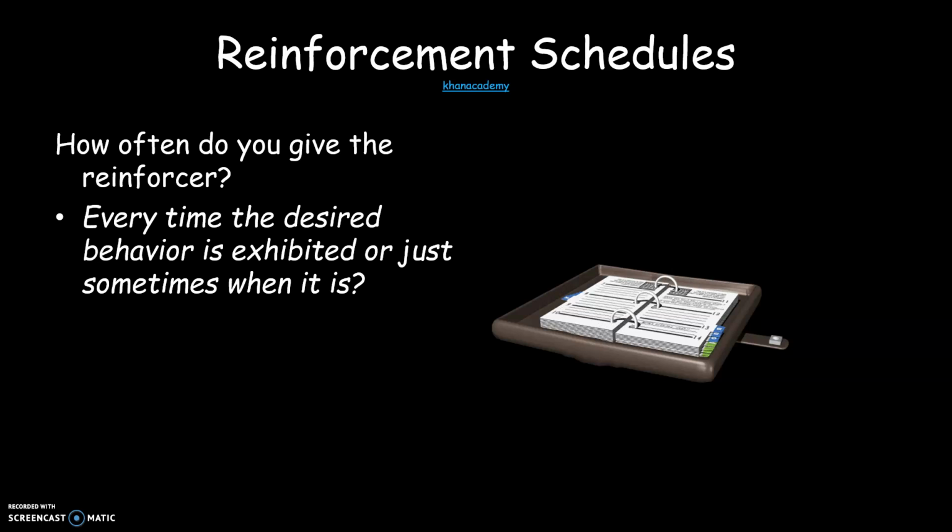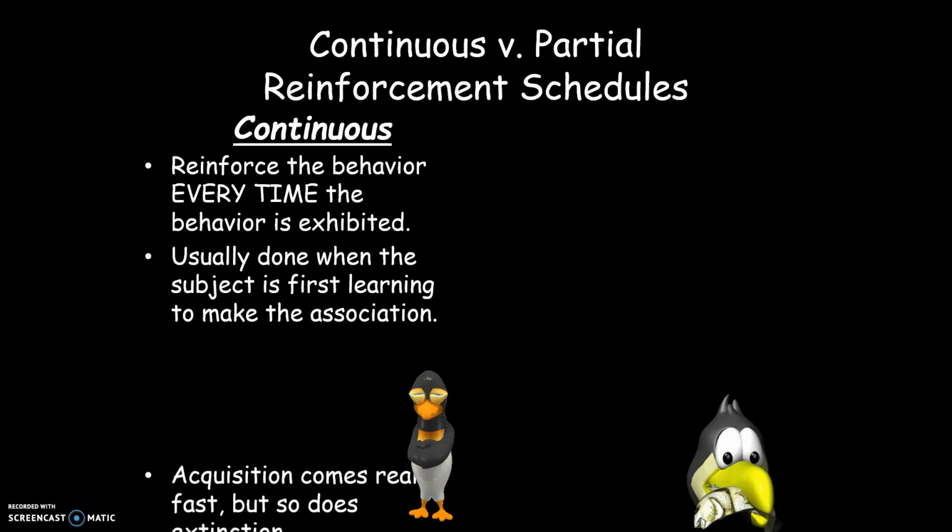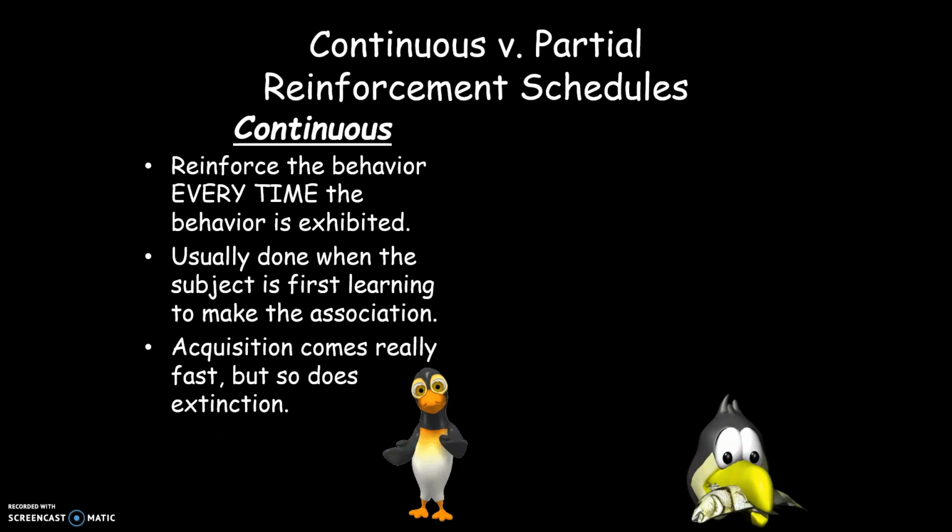So is it every time the desired behavior is exhibited or just some of the time when it is? So the first question is: is it continuous or is it partial? Continuous happens every single time the behavior is exhibited. This is usually happening when a subject, or a person, animal, whatever, is first learning to make the association.